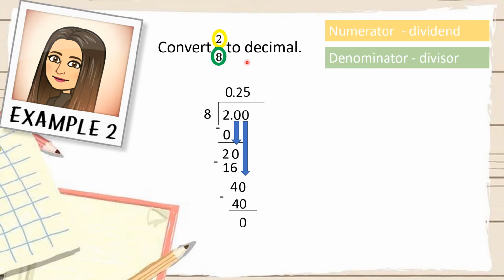So therefore, 2 over 8 is equal to 0.25, or this is now to be read as 25 hundredths. Okay? So 25 hundredths.